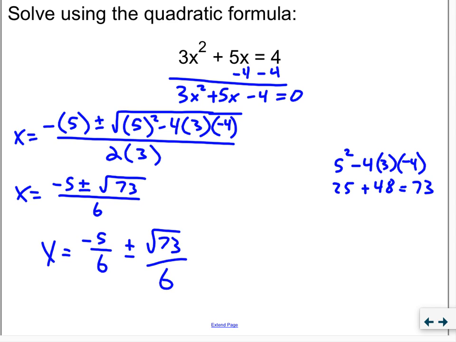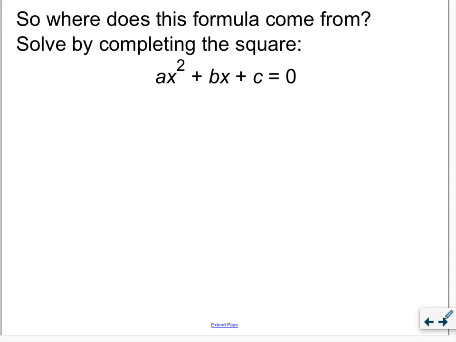Now, maybe you're curious and you said, well, where does this thing come from? Well, it comes from completing the square. So check out this derivation. What that means is I'm going to show you why the formula is what it is. And it's a little bit of heavy-duty algebra here.